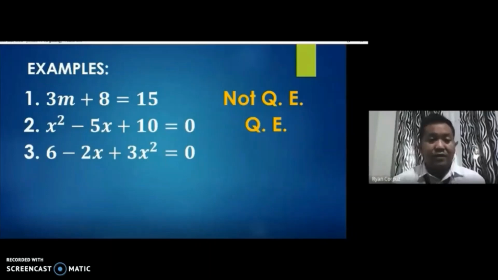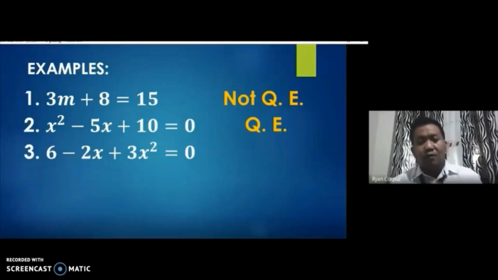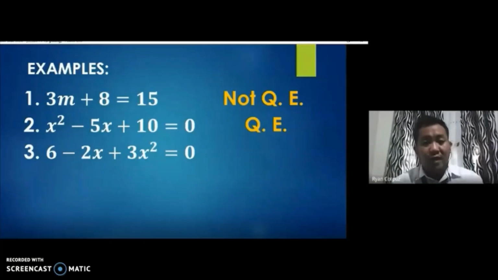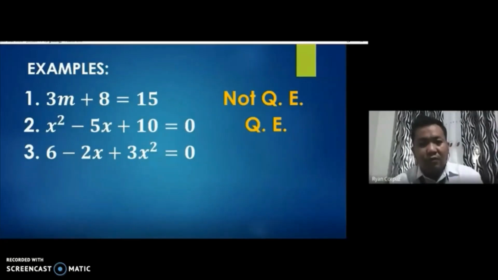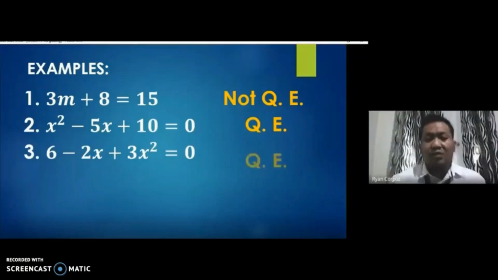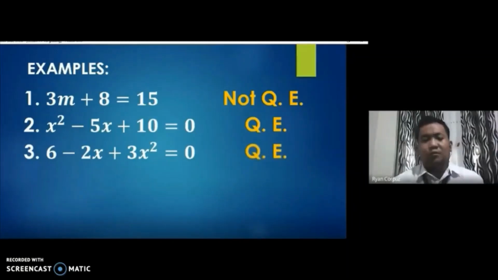But even though it was not arranged in general form, we can still see a term which has 2 as the highest exponent of the variable, and it only involves one variable. It's just like you write number 2 the opposite way. But still, even though it's not written in general form, number 3 is still considered a quadratic equation.